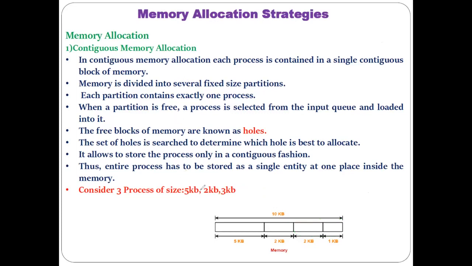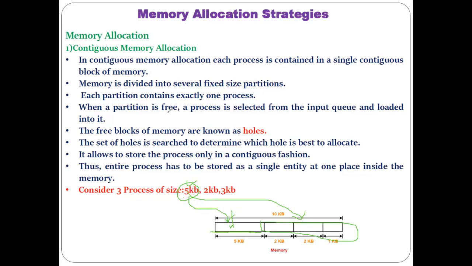If you want to allocate memory for a process, it will be allocated in a continuous fashion. If a 5 KB process is there, it can be put in this 5 KB block. This 5 KB process cannot be put by dividing it into 2 KB, 2 KB and 1 KB in these three partitions. It is not possible in case of contiguous memory allocation.